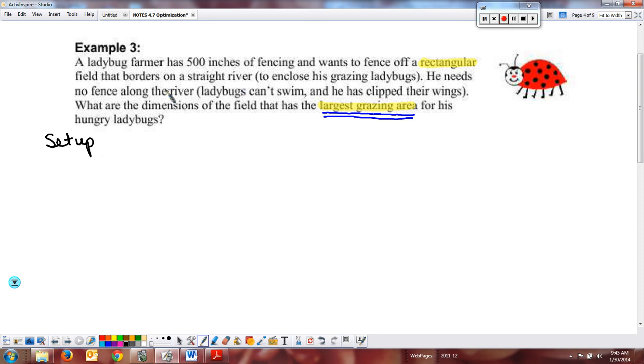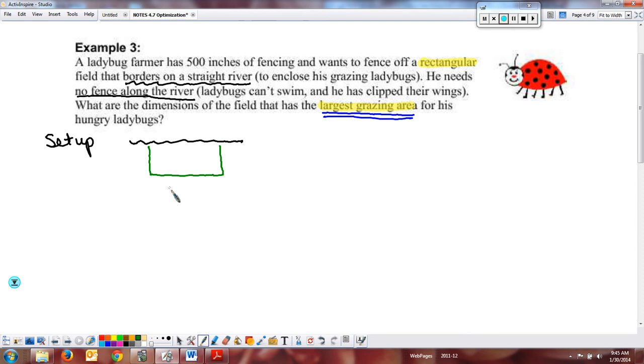One thing that you might want to notice is that we're bordering on a straight river. So there is no fence along the river. That's going to be important when we set this up. So even though I'm going to put a river here, that's not part of the fencing. The fencing is really just these 3 sides. So you want to make sure you pay attention to those types of things, whether you have fence all the way around or only a portion of it.